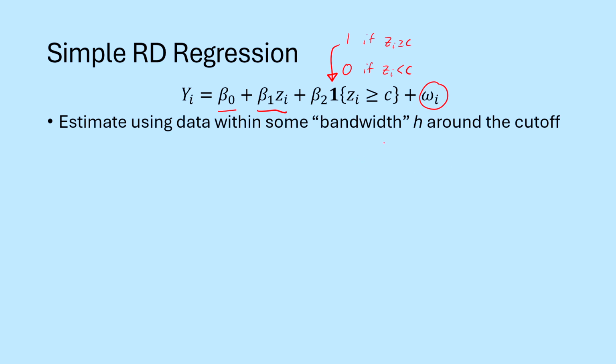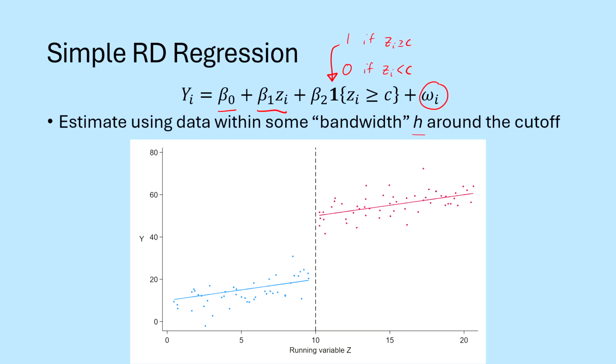Remember, there's also this bandwidth to worry about. So you'll run this regression on a subset of your data corresponding to the bandwidth that you want. Maybe, in the previous example, you want 30 percentage points to the left and 30 percentage points to the right. You run this regression on the subset of your data within that bandwidth. And what you might get if you were to graph it is something like this. This y-intercept right here, you estimate with your beta 0 term. The beta 1 term is giving you the slope on the left-hand side and on the right-hand side.